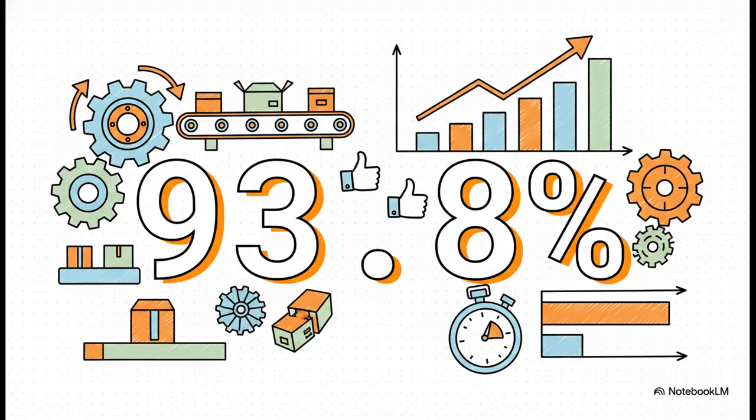Now, we just do the math. We divide the actual runtime by the planned time. That's 7.5 divided by 8, and we get an availability score of 93.8%. Hey, not bad at all.